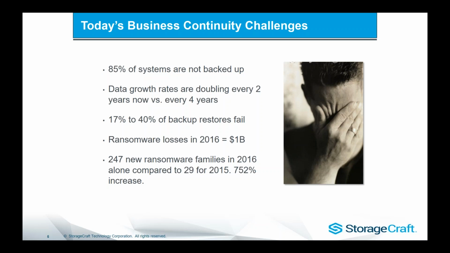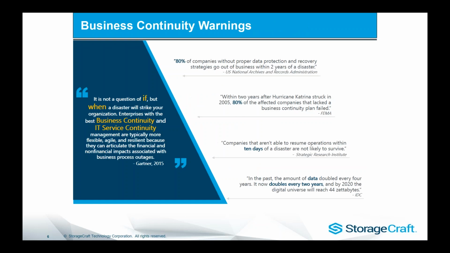Ransomware losses in 2016, $1 billion. I mean, that's a huge amount of money. These people doing this are very incentivized to try and profit from this, so they're not going to stop. 247 new ransomware families in 2016 alone, a significant 752% increase on 2015. So these are things that are just going to get worse and worse. Now, some of the warnings, really it comes down to it's not a matter of if, but a matter of when. And so we need to protect ourselves and safeguard that data.